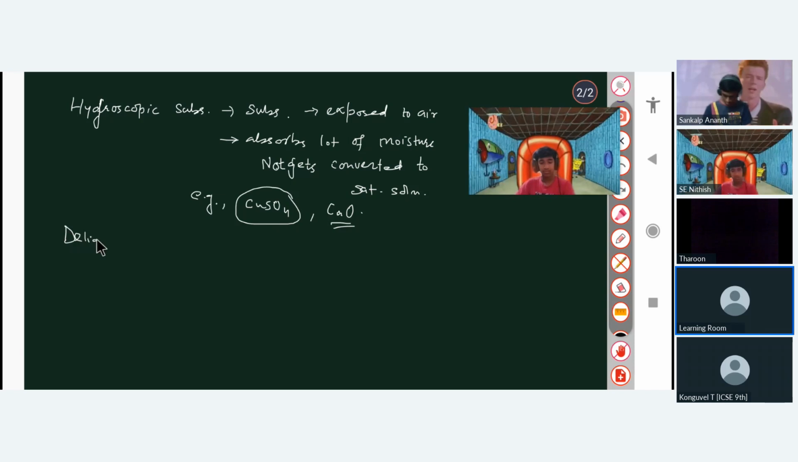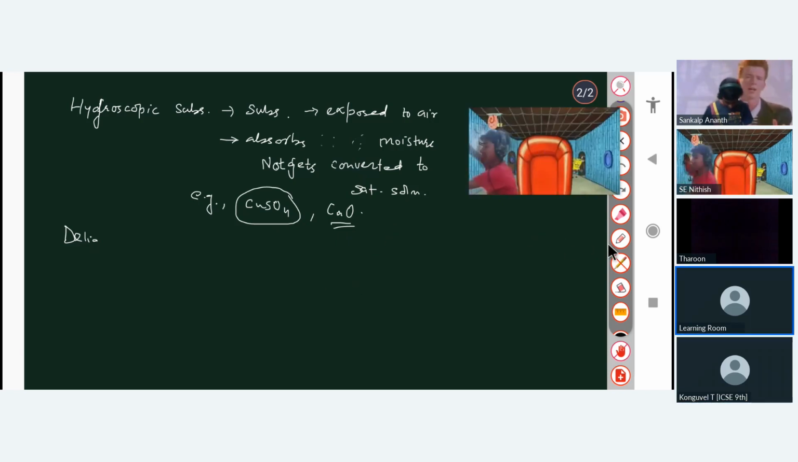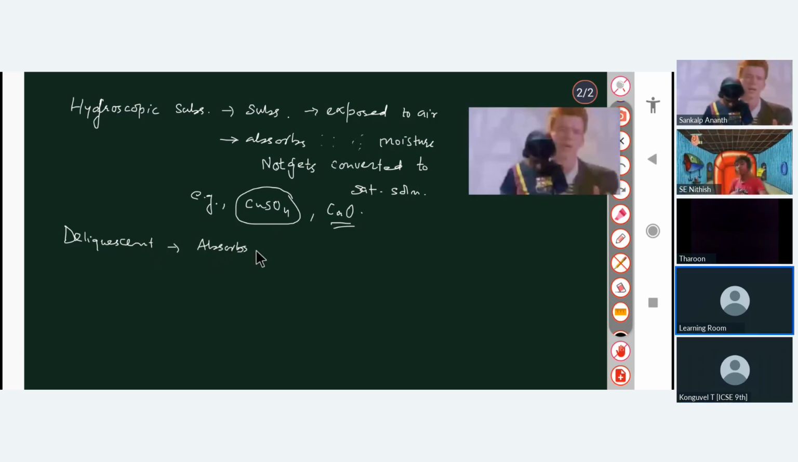Deliquescent substances, when exposed to air, absorb moisture. I made a mistake here, so I have to rub it. In the case of deliquescent substances, you will always remember that whenever we have any deliquescent substance, it absorbs a lot of moisture when exposed to air. Whenever it is exposed to air, it will absorb so much water or moisture that it gets converted to saturated solution, correct?